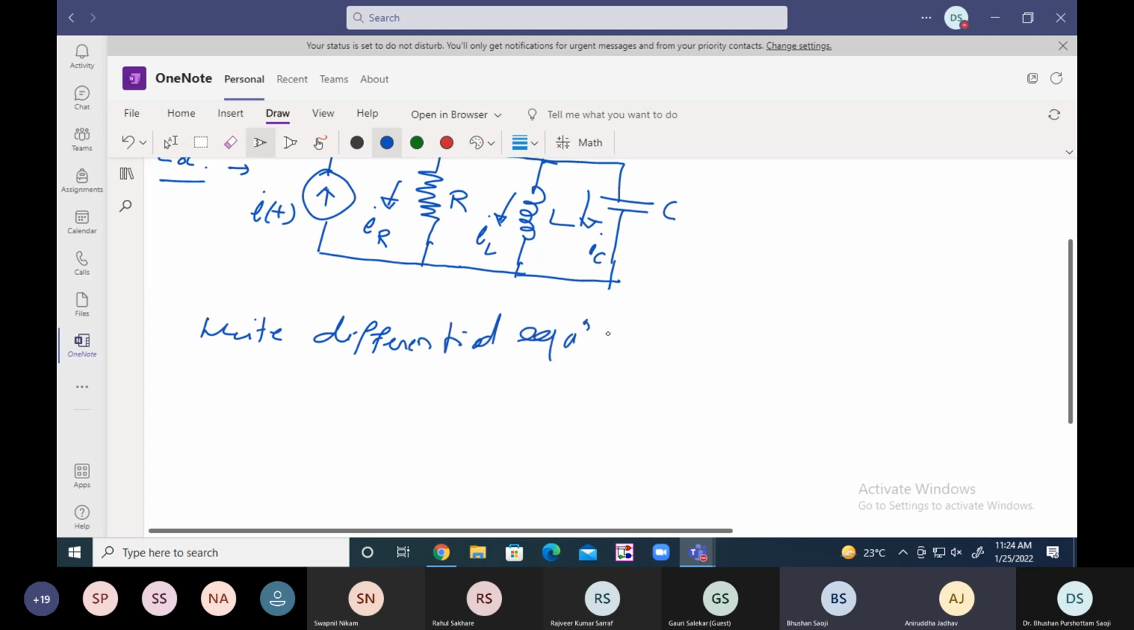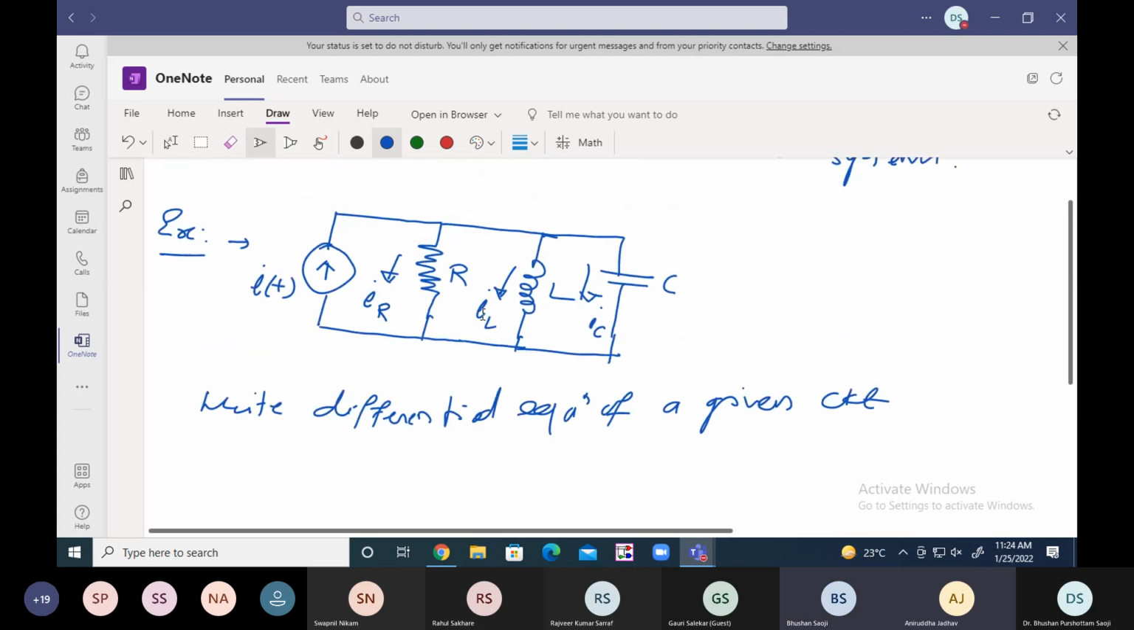So, differential equation of given circuit. We have to write down the differential equations of a given circuit. Now see here, in this one, the resistance, inductance and capacitance, they are connected in parallel. Okay, they are connected in parallel, and they are connected across a current source. They are connected across current source I of t.